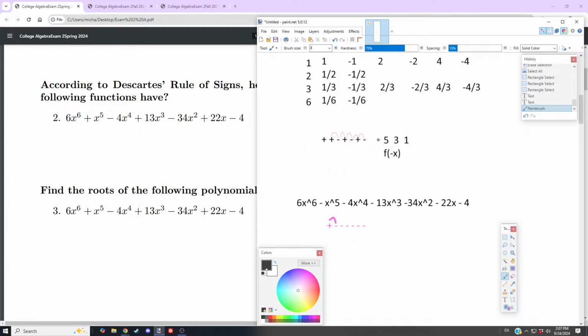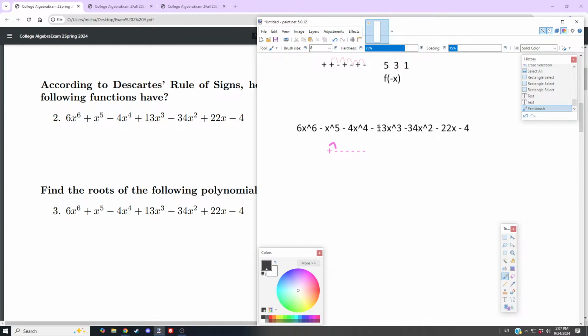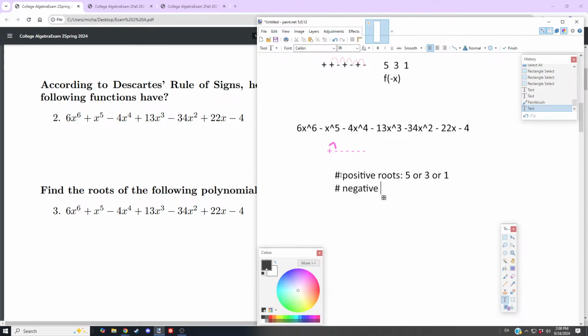So that means that Descartes' law of signs says that the number of positive roots is 5, 3, or 1, and the number of negative roots is just 1 for this function. Okay.